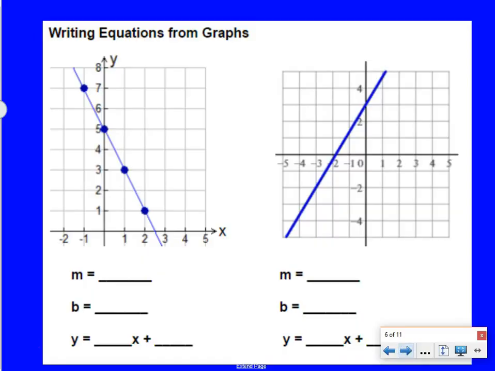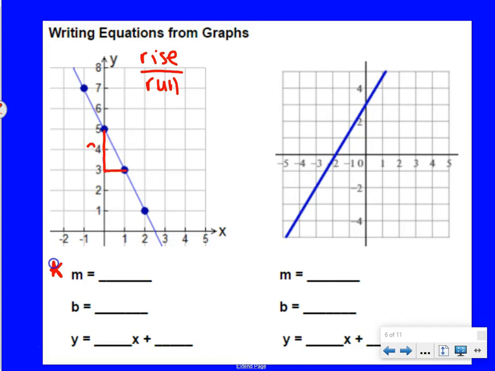Writing equations from graphs. Here we have two graphs shown. We want to write an equation from it. So the first thing we need is our m. Remember, that's your slope. So slope from a graph, we do rise over run. Pick 2 points close together. Find your rise and your run.